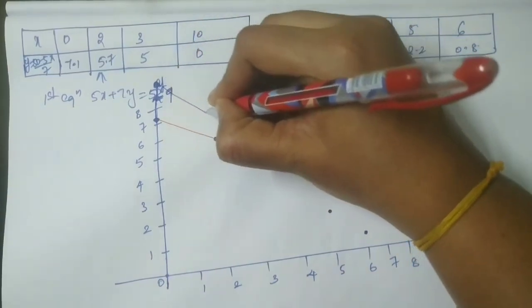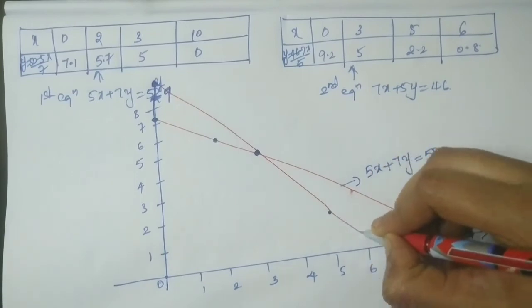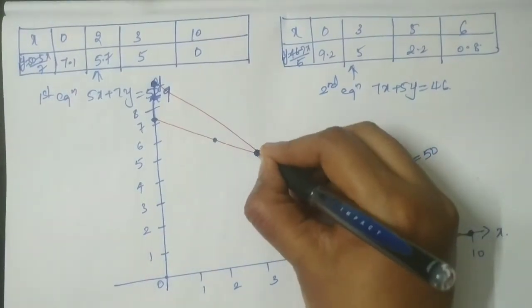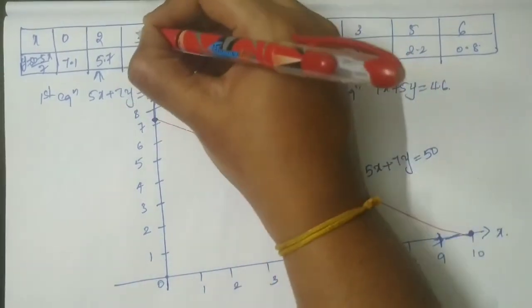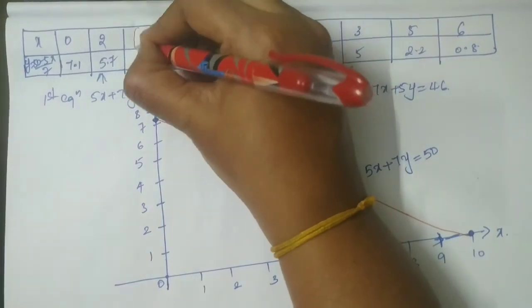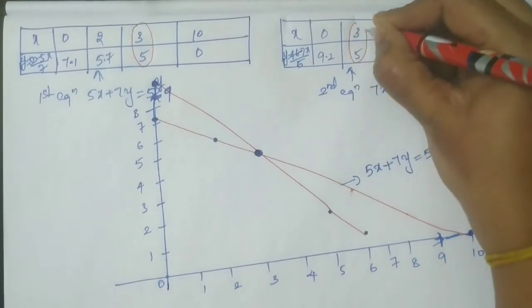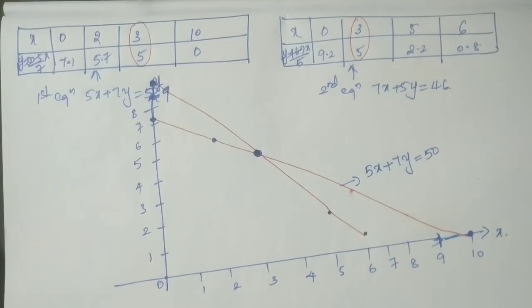You can see when we connect it, you get another straight line and they are intersecting at one point, correct? So when they are intersecting at one point, we can clearly say there is a solution because they are related. Can you see here I am highlighting 3, 5 on both the equations. Since we have 3, 5 and 3, 5 in both tables, obviously they have to intersect.